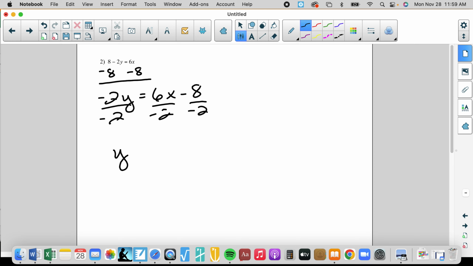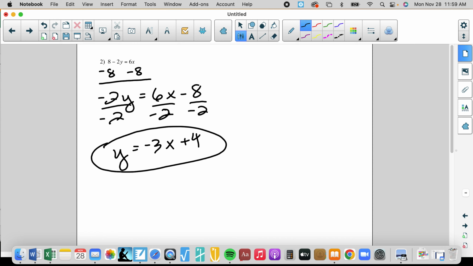That gives me y equals, you should see this, 6x over negative 2. 6 over negative 2 is negative 3x. Negative 8 over negative 2 is positive 4. So we talked about this in class. You should be able to reduce, simplify fractions visually, mentally, write it off to the side, but this should be relatively simple steps.